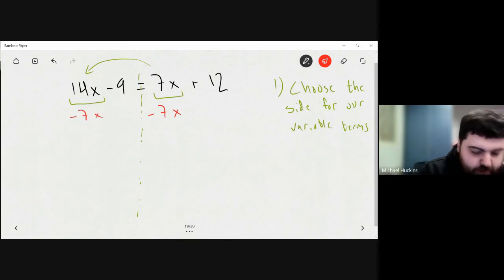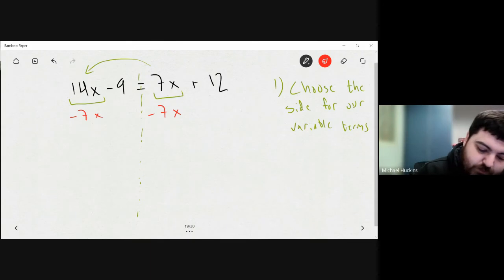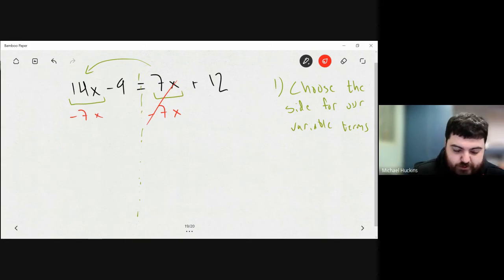I always line up my variable terms with my variable terms because it keeps the next step of actually combining like terms much simpler, much more organized. 7x minus 7x will go to 0x, which is just 0. We never would write 0x. So this term will effectively cancel out.